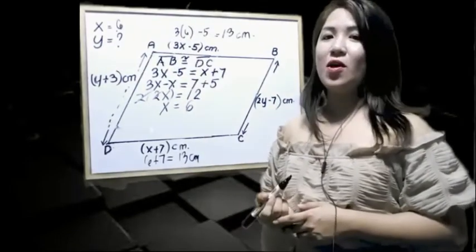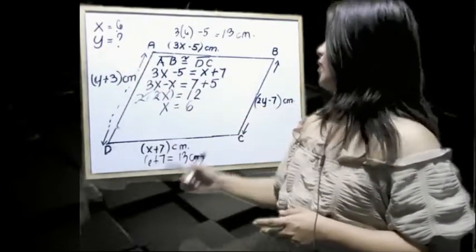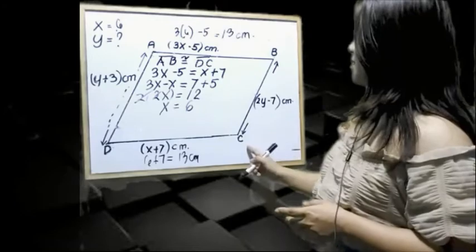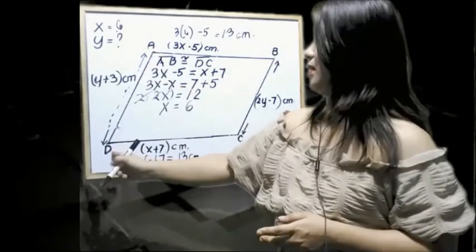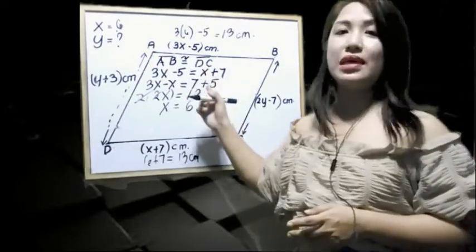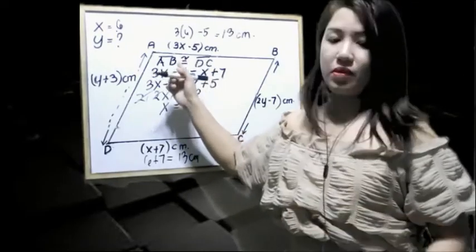Now you already solved for the value of x here, which is now 6. Now we're going to need to find the value of y by solving this side right here, line segment BC and line segment AD. So we will be following the same procedure. We will start from the congruency statement.